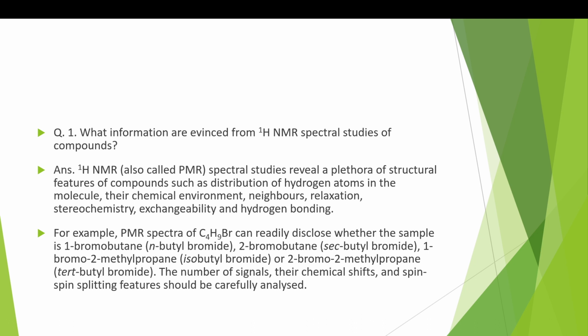The answer is a plethora of structural information like distribution of hydrogen in the molecule, their chemical environment, neighbors, relaxation, stereochemistry, exchangeability, hydrogen bonding, chemical kinetics, entropy studies, fast reaction kinetics, etc. For example, NMR spectra can distinguish between the isomers of C4H9Br and between the propionaldehyde and acetone isomers. So the technique is very, very important for chemists.